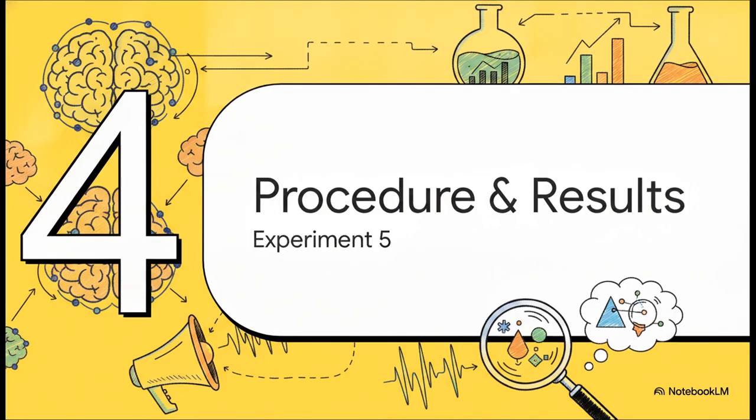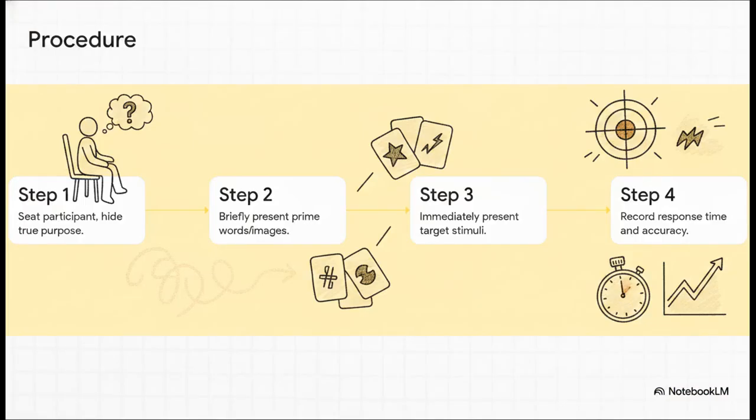Okay, we're now moving into the active phase of the laboratory experiment. This is the fun part, where academic theory meets observable, quantifiable data. Here is our step-by-step procedure. First, we seat the participant and explain the task. But here is an absolutely crucial instruction. We have to hide the true purpose of the experiment from them. If they know we're testing priming, conscious thought interferes, and we really need pure implicit memory reactions.